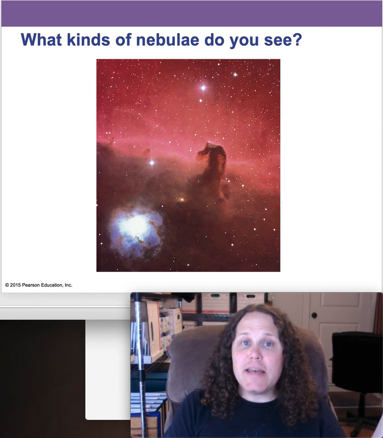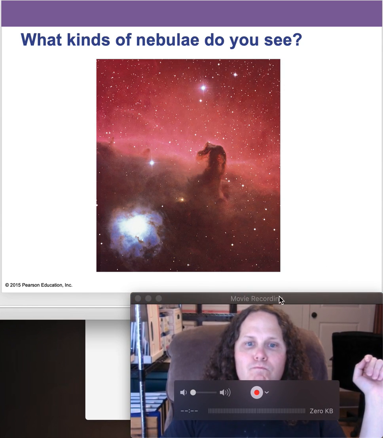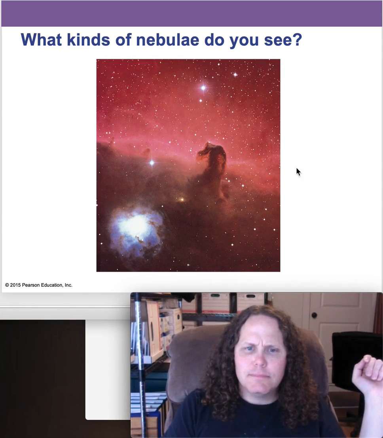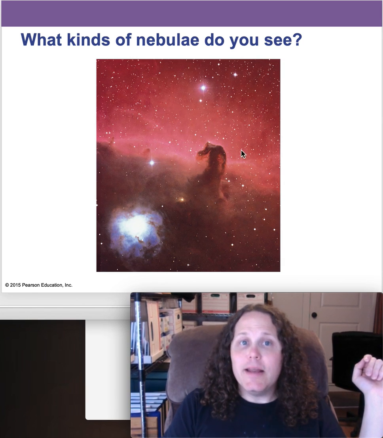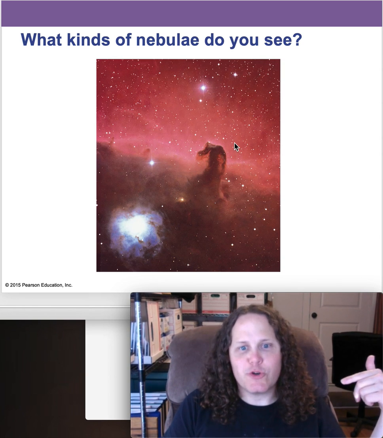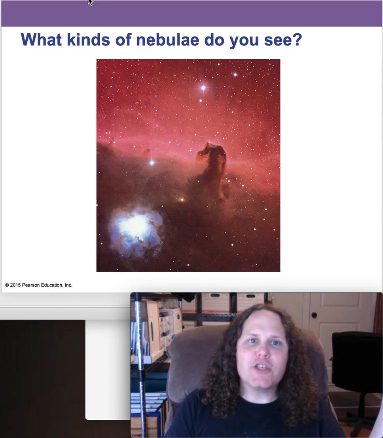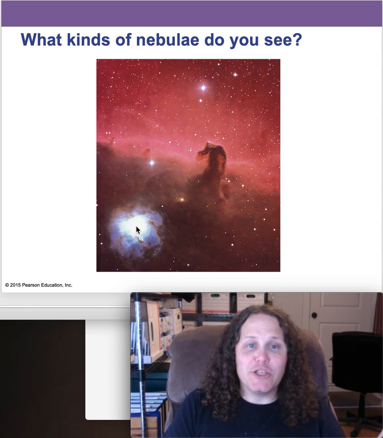This is the Horsehead Nebula. What kinds of nebulae do you see? The red is an ionization nebula, with the red light emitted as atoms recapture the electrons that they've lost. The blue down here is a reflection nebula, with blue light scattered by stars. Blue light emitted by stars, these stars right here, and then scattered by the gas in the nebula.